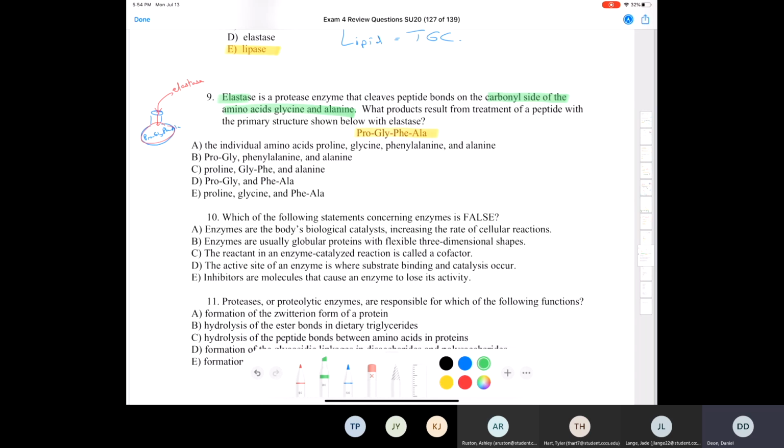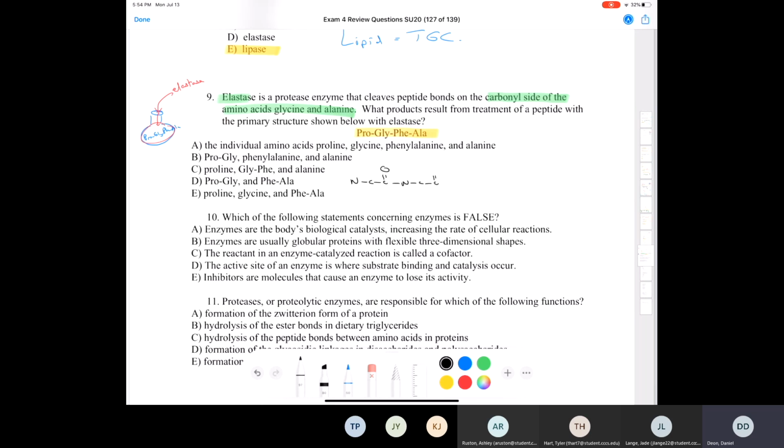Without drawing it, I was thinking D, but I'm not sure. Okay. I think that looks pretty reasonable, right? Because if you have proline, glycine, phenylalanine, alanine, remember, let's draw it out, okay? We got time. I'm going to draw the tetrapeptide. I'm going to have to kind of squeeze it in here.